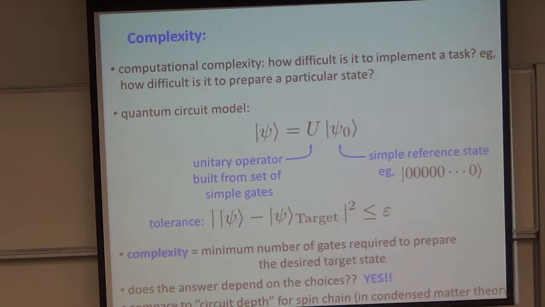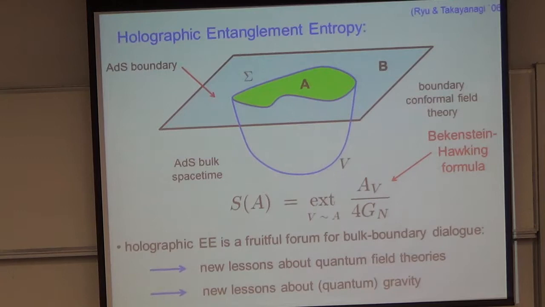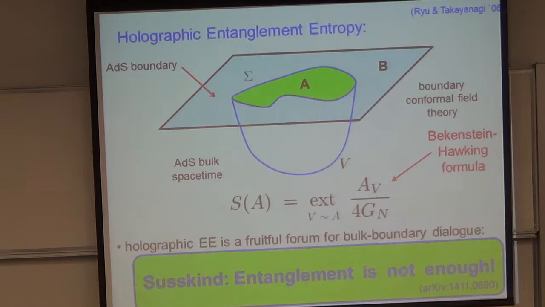But why did it enter discussions in HEP-TH? We had this beautiful tool, holographic entanglement entropy. We were learning all sorts of things about gravity and about quantum field theory. But then a few years ago, Lenny wrote an interesting paper. He's a man for a slogan, and so the title of his paper was Entanglement Is Not Enough. What he really meant was entanglement entropy is not enough.